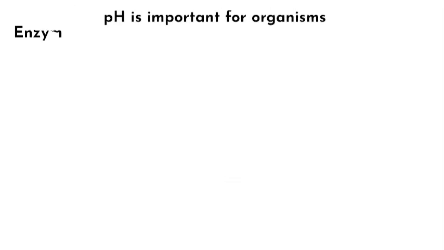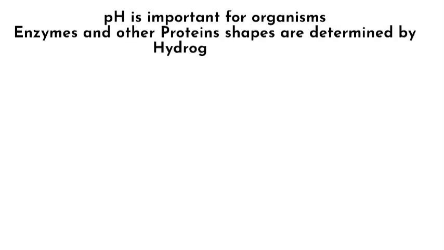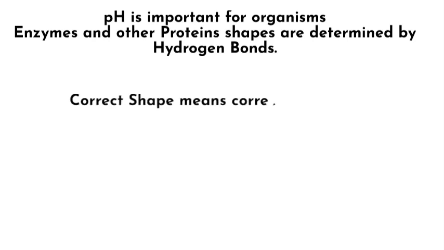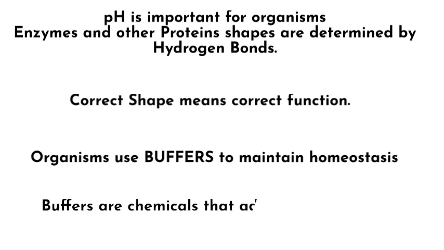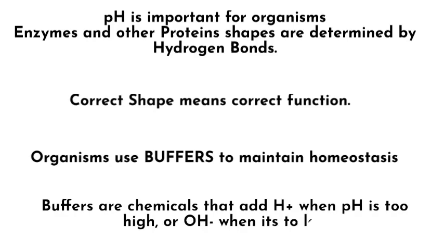pH is very important for organisms. It allows their enzymes and other proteins to have the correct shape, which is the result of hydrogen bonding within them. That correct shape means the correct functions. So organisms use a system called buffers to maintain homeostasis. Buffers are chemicals that add hydrogen ions when the pH is too high, or hydroxide ions when the pH is too low, in a classic homeostatic mechanism.